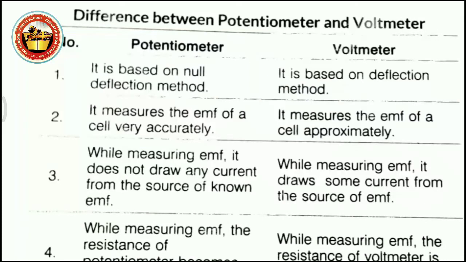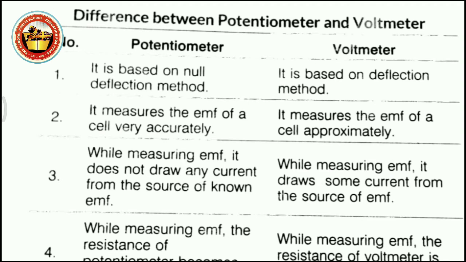Coming to the difference between potentiometer and voltmeter. Serial number 1: potentiometer is based on the null deflection method. So if the potentiometer shows null deflection, we can measure the length like that. Coming to the voltmeter, the voltmeter is based on the deflection method, not the null point method.